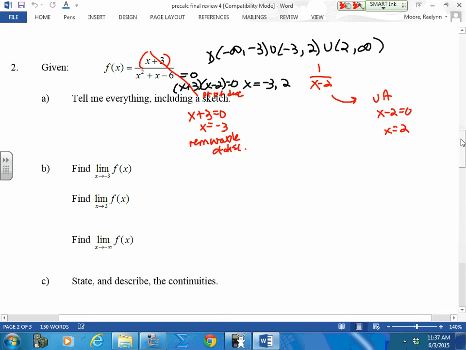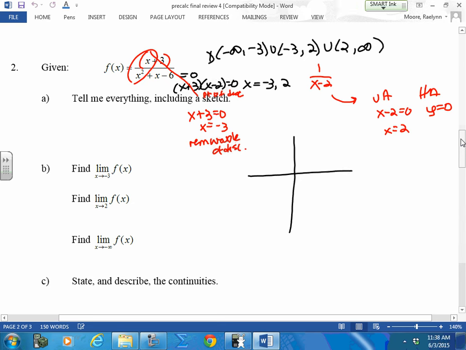Remember doing these? Very similar, right? Then we said, oh, well, you must also have a horizontal asymptote. My degree in the numerator is less than my degree in the denominator. What's my horizontal asymptote? 0, right? y equals 0.